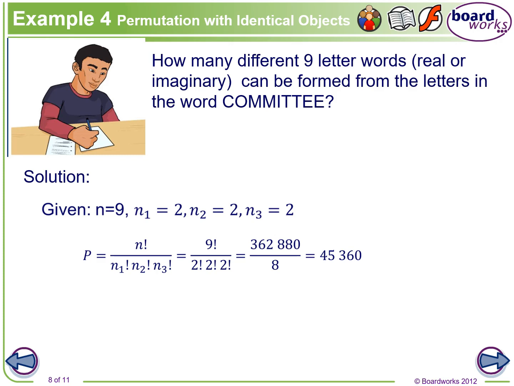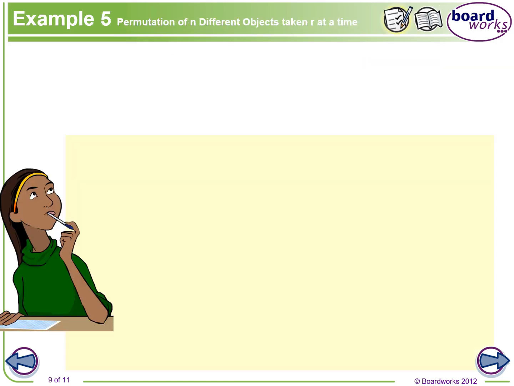So 9 factorial, that is 362,880, all over 2 factorial times 2 factorial times 2 factorial, that is 8. When you divide, it equals 45,360. Therefore, there are 45,360 different 9-letter words.